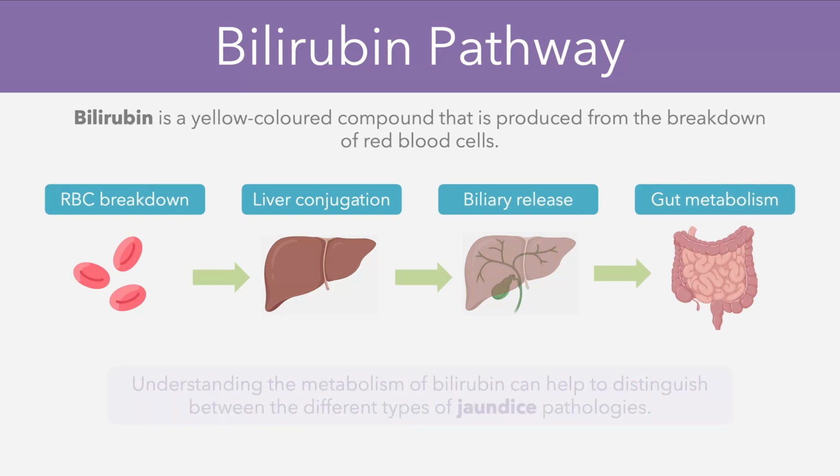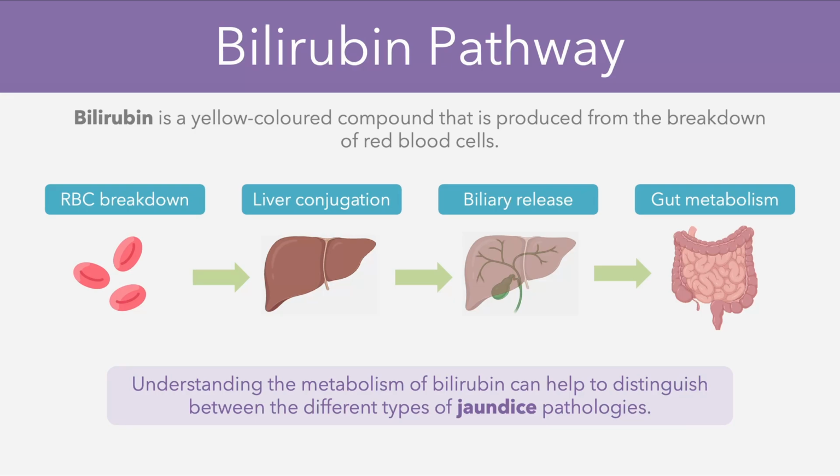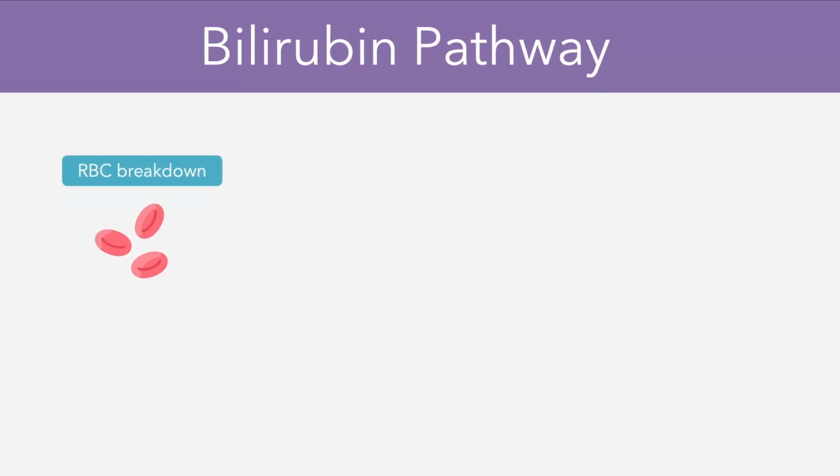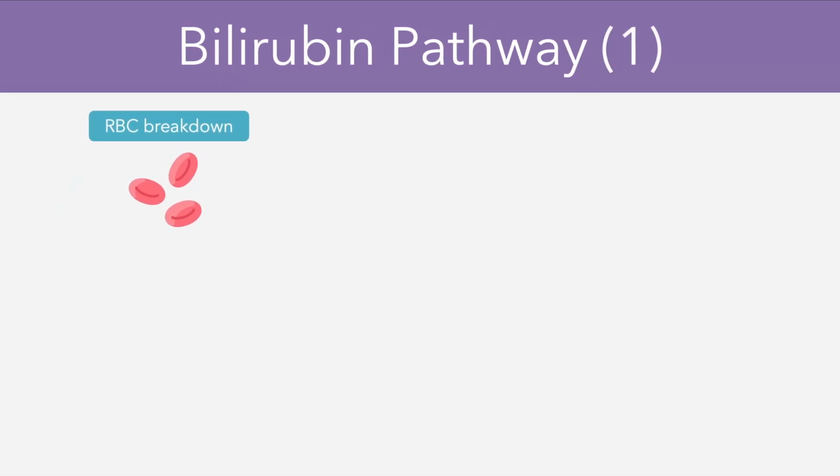The reason why it's so important to understand the bilirubin pathway is that it can help us to differentiate between different types of jaundice pathologies, and this can be useful when thinking about a clinical diagnosis. Let's start by taking a look at the first step of the bilirubin pathway, which involves red blood cell breakdown.